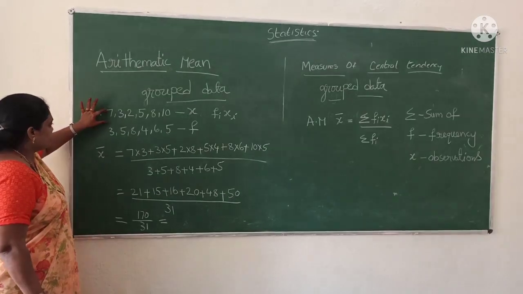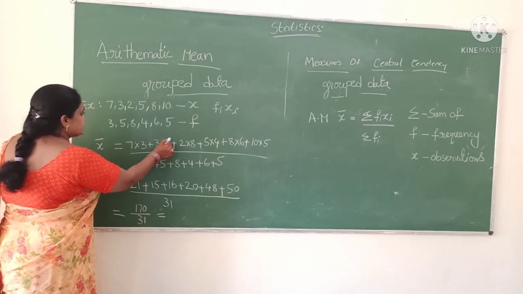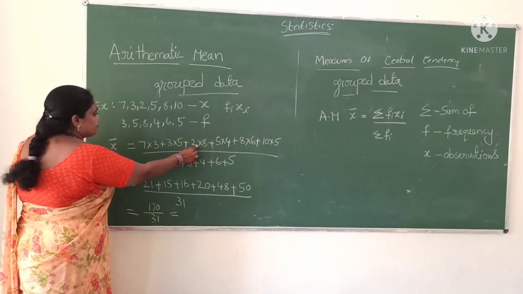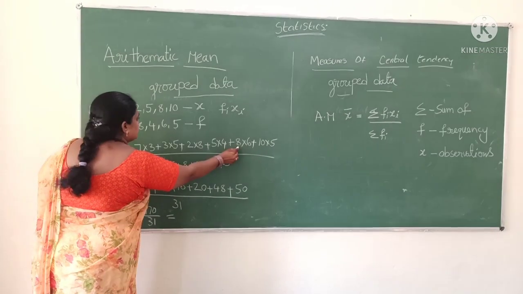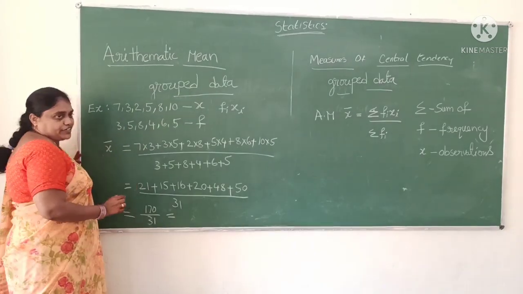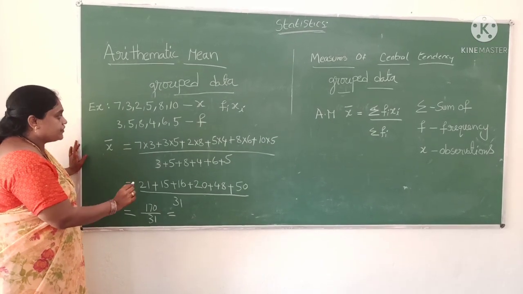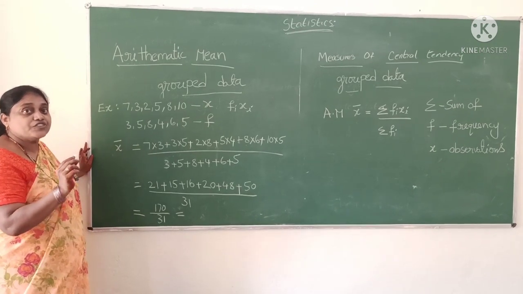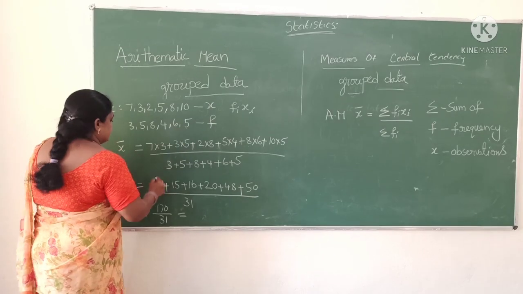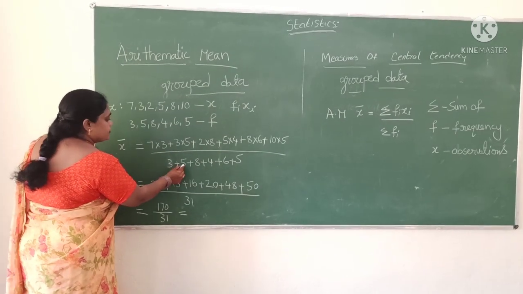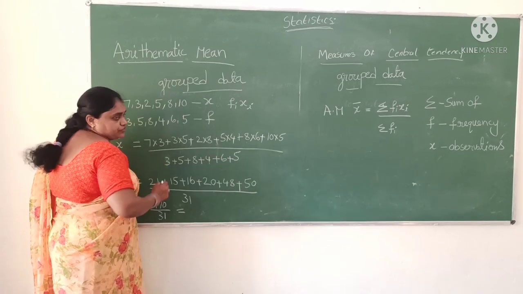So 7 into 3, 3 into 5 plus 2 into 8 plus 5 into 4 plus 8 into 6 plus 10 into 5. Okay, whole by sigma fi means the sum of all frequencies. So 3 plus 5 plus 8 plus 4 plus 6 plus 5.